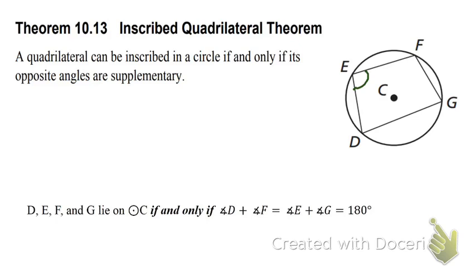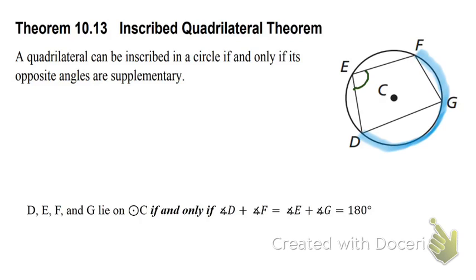All right. Here we are at our inscribed quadrilateral theorem. We have a quadrilateral there. Remember, that's 4 sides. Okay? If you check it out, we've already marked angle E. The angle that's opposite E would be angle G. This says something very interesting.